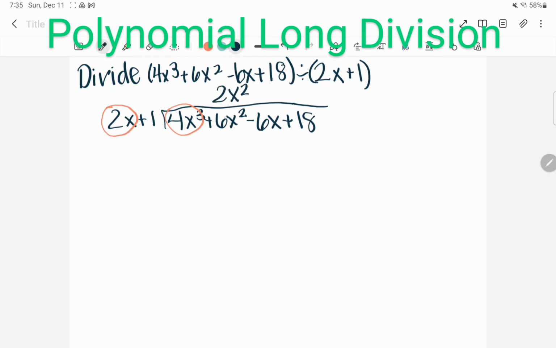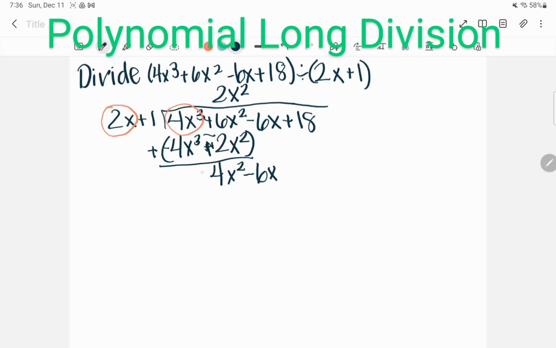I'm going to write that directly above the 6x squared, and I'm going to multiply. So I'm going to multiply 2x by 2x squared. I'll get 4x to the third, and I'll multiply 2x squared times positive 1, and I will get positive 2x squared. Now I'm going to subtract this entire binomial. So subtracting is going to give me 4x squared, and then just as I would have done way back in elementary and middle school, I will bring down my next term, that is negative 6x.